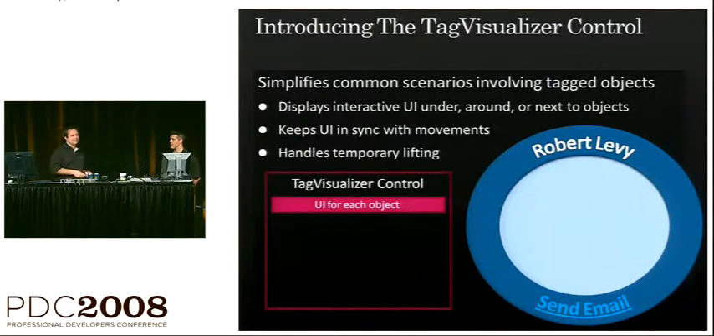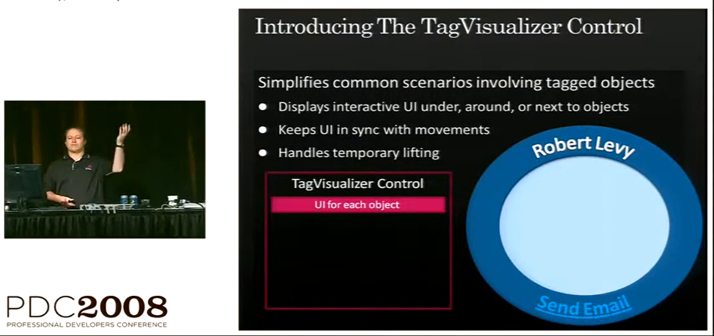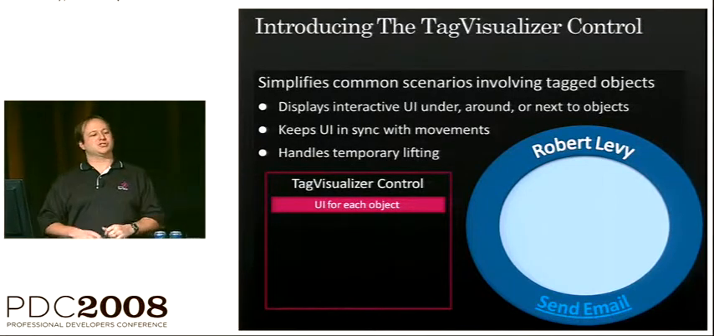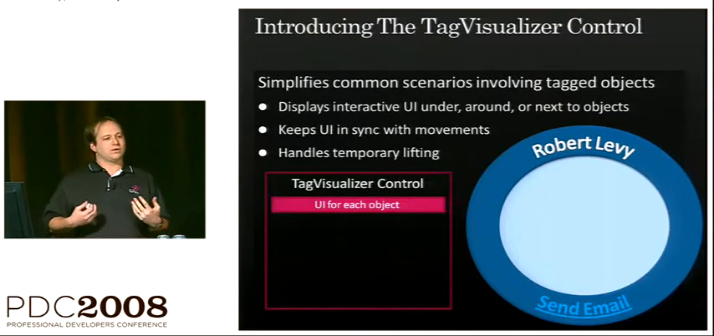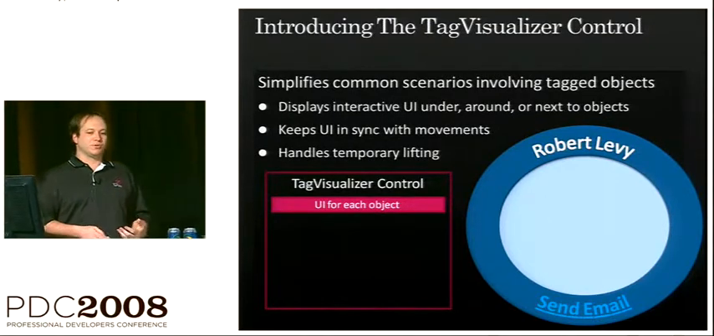There's 3 easy steps. The first step is to define the actual UI you want to show up around the object. So we're going to create a custom control derived from the Tag Visualization base class. And we're going to set that up just like we'd set up any other custom control inside of WPF. And we're going to tell the Tag Visualizer the name of that custom control.